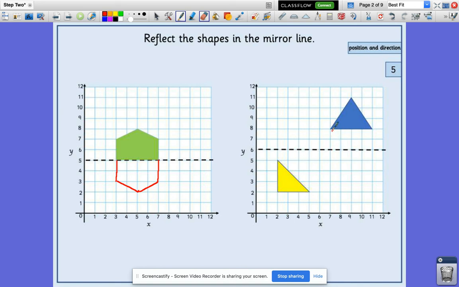Again, I've got to reflect this triangle in this mirror line. So it's 2 squares away from the mirror line. So I have to make sure that this vertex, when it's reflected, is also 2 squares. 1, 2. I'm going to plot that point. 1, 2, plot that point. And this vertex is 1, 2, 3, 4, 5 away. So I'm going to go to my mirror line, 1, 2, 3, 4, 5. So sometimes it's easier to plot the points and then carefully draw your shape.